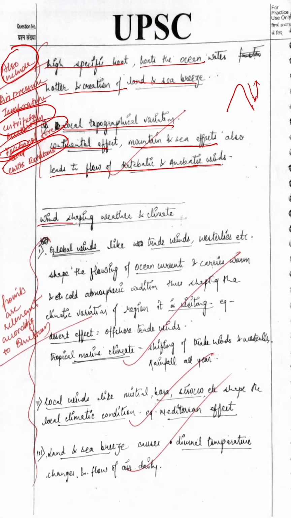Now next is wind shaping weather and climate: how the winds shape the weather and climate of the region. First are the global winds, like the trade winds and the westerlies. They shape the flowing of the ocean currents. It is quite true, it is associated with ocean currents and carries warm and cold atmospheric conditions, thus shaping the climatic variations of the region it is visiting. For example, the desert effect is due to offshore trade winds, which are also dry.